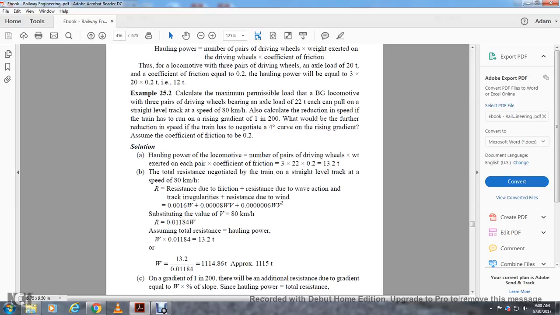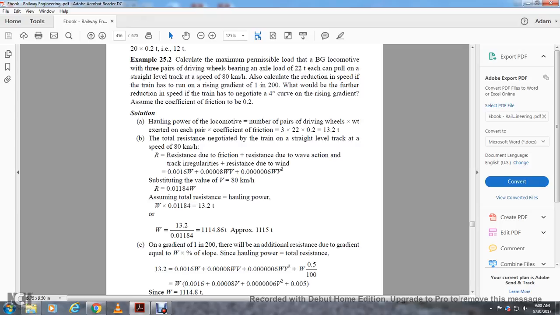The total resistance in negotiating the train on a straight level track at 80 kilometers an hour is the resistance due to friction, plus the resistance due to wave action and track irregularities, plus the resistance due to the wind. Substituting the value of V as 80 kilometers an hour, and equating the total resistance to the hauling power of 13.2 tons, the train load is approximately 1,150 tons.